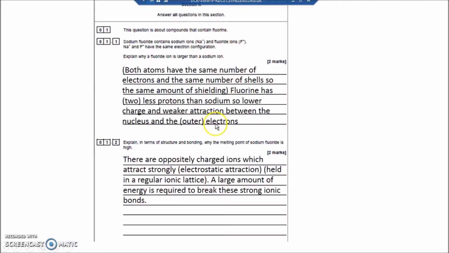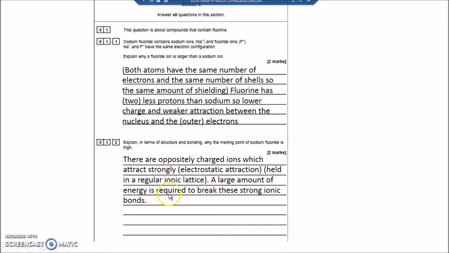And those attract very strongly with something called an ionic bond, sometimes called electrostatic attraction. So because they're oppositely charged ions, they attract very strongly, ionic bonding or electrostatic attraction. They're also held in a regular ionic lattice. That's a good thing to put. It doesn't actually in this case get you any marks, but it's a good thing to put. It means that it's in a stable, regular ionic lattice.